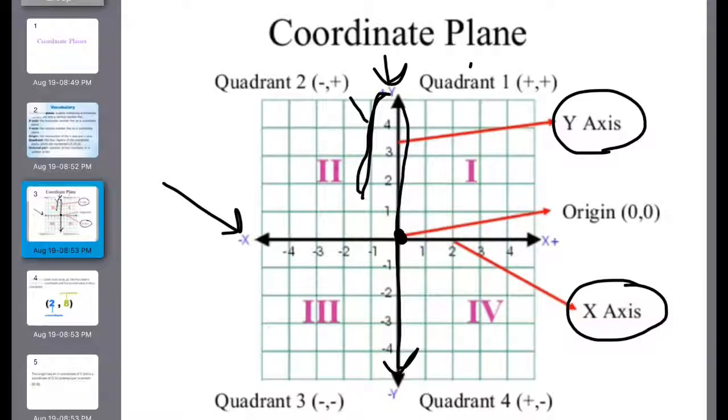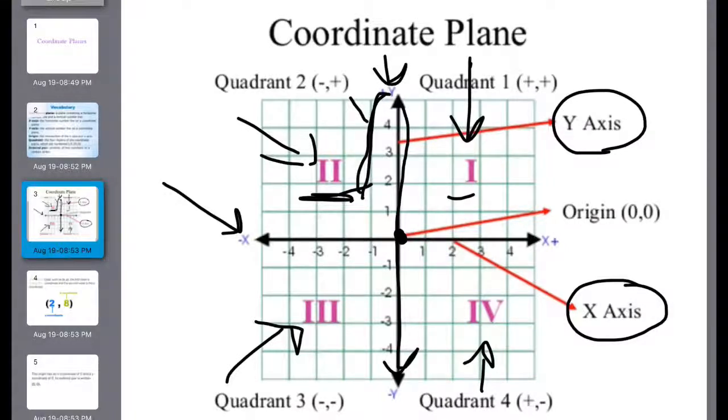When we are looking at a coordinate plane, we have 4 quadrants. Quadrants are named and numbered using Roman numerals. The letter I is the number 1. This is quadrant 1. The letter II is 2. This is quadrant 2. The letter III is quadrant 3. This is quadrant 3. And then IV is the number 4.